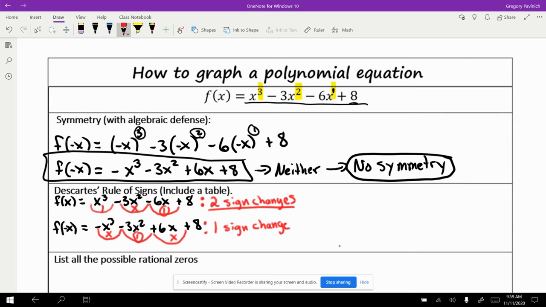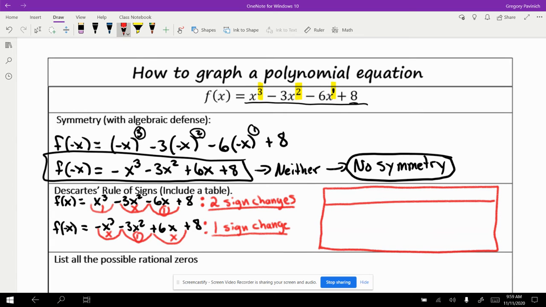Okay. Now what I'm going to do is create a table, and then we'll talk about what this tells us. So I'm going to create this table, and I'm going to have some headings. I'm going to say my positive x-intercepts or solutions, my negative x-intercepts or solutions, my possible number of complex or imaginary solutions, and then my total number. Okay. Well, the total number is the degree of your polynomial.